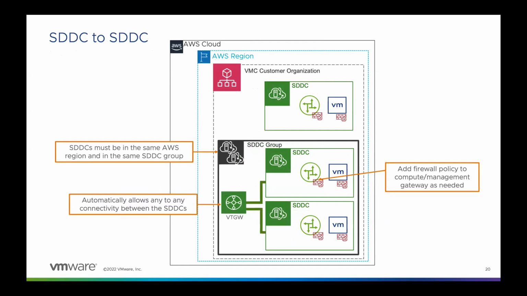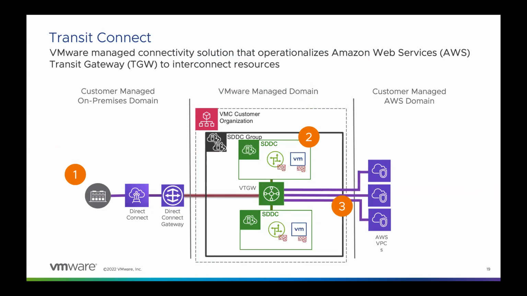The different types of topologies that can be leveraged with the virtual transit gateway are, and I think that was in my last slide, SDDC to SDDC, so two software-defined data centers, SDDC to native AWS VPCs, which is shown in this diagram, and then SDDC to on-premise via the Direct Connect gateway. So I'll show you guys all 3 of those.